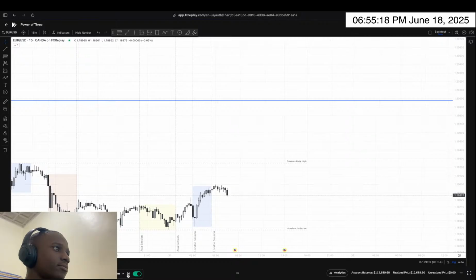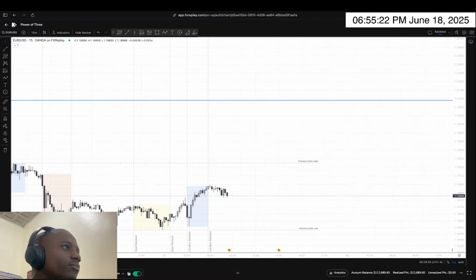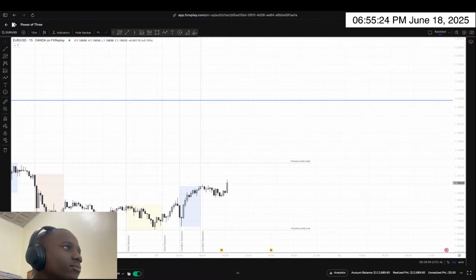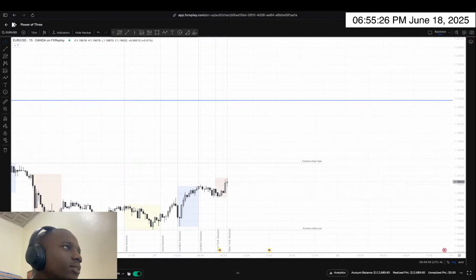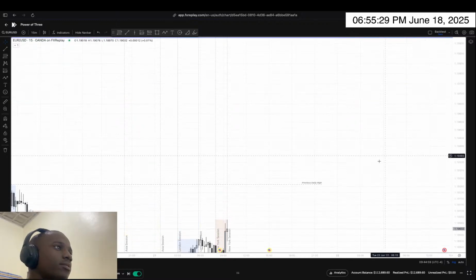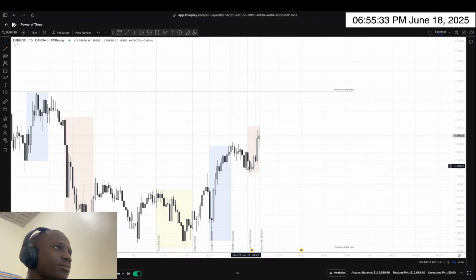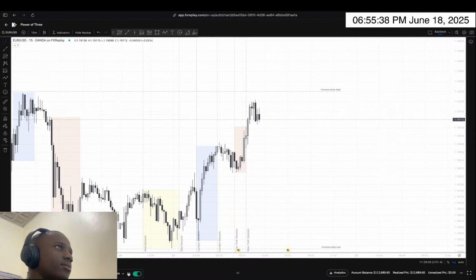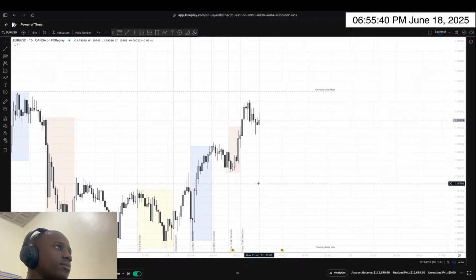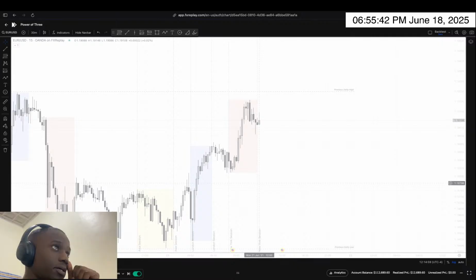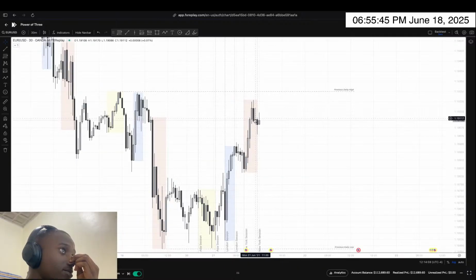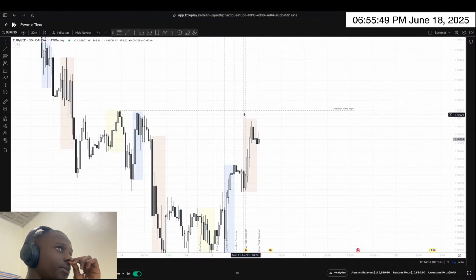London's over and New York has opened. We're not seeing anything clear yet, other than this low which was taken out. How's the 30 minute looking? The 30 minute has a really good gap inside of here, and I know we're going to take out this previous day high. It's really obvious.